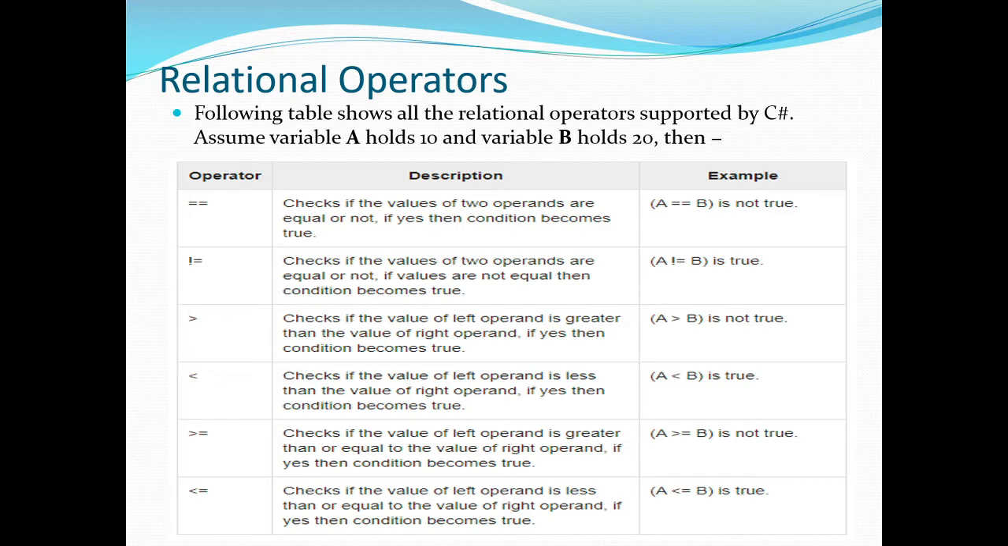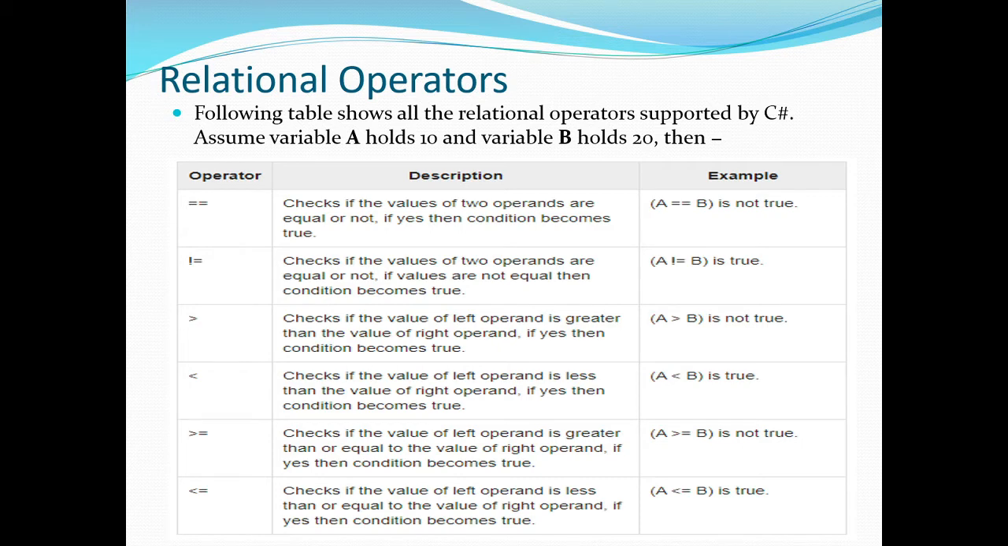So a is equal to b is not true, because a's value is 10 and b is 20, so it's not true. But if a is 10 and b is also 10, then a is equal to b, which is true. Then a is not equal to b is true, because b is bigger. It checks if the values of two operands are equal or not. If the values are not equal, then the condition becomes true.